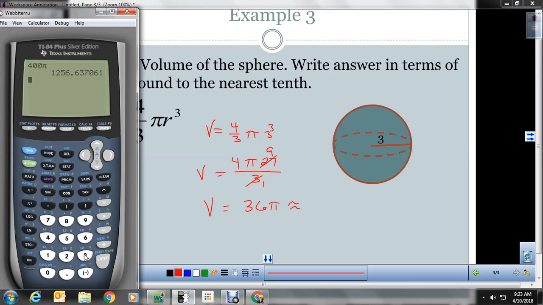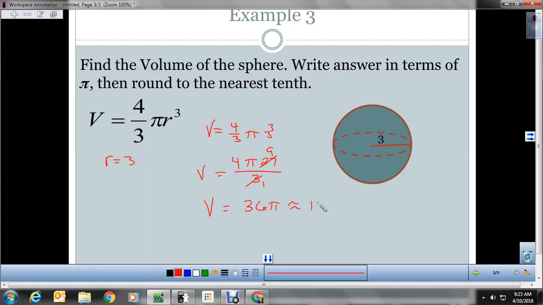36 pi, which gives us 113.09, and rounding to the nearest tenth, which gives us 113.1. This would be units cubed this time. For volume, it's cubic units. Okay, so once again, find the radius, plug your numbers in. You can simplify, but remember, do not calculate pi in your first answer.